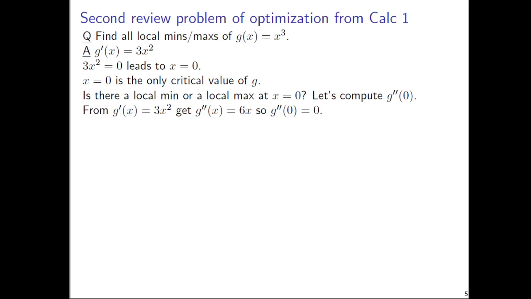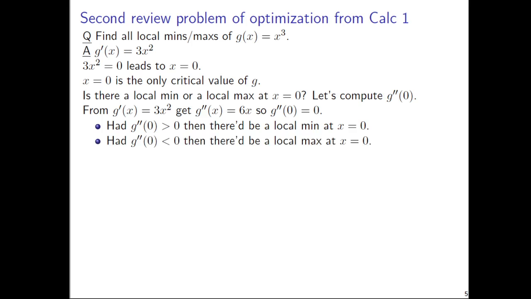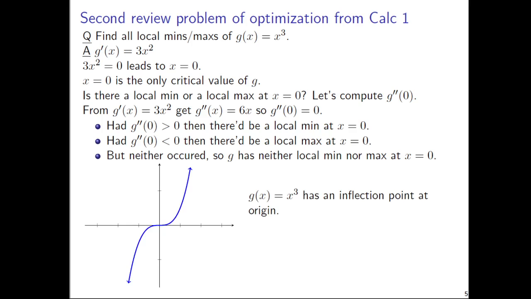And then when you plug in x equals 0, g double prime of 0 is 6 times 0, in other words, 0. Well, that means we don't have concave up or concave down. It's sort of flat concavity here. So had we had g double prime of 0 being bigger than 0, there would have been a local min. Had we had g double prime of 0 less than 0, there would have been a local max. But because we had neither occurring, g has neither a local min nor a local max at x equals 0. This is what the picture looks like. In fact, we know that there's an inflection here. And we're going to see something similar to an inflection point in our Calc 3 version of optimization.